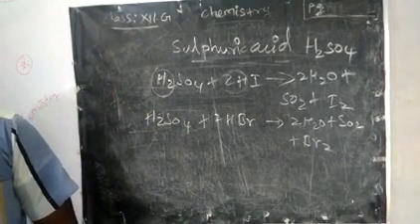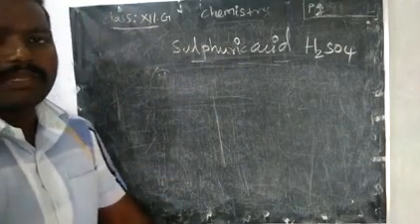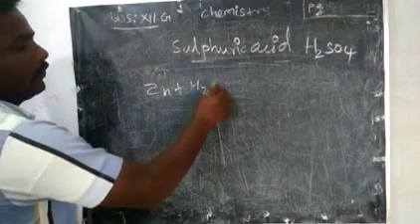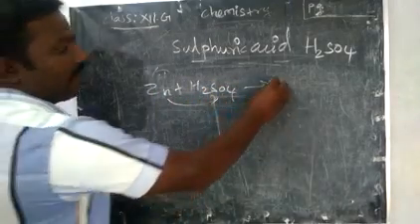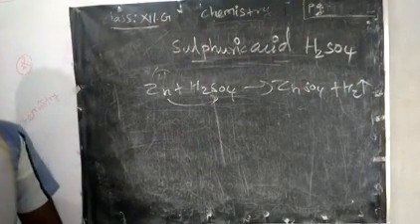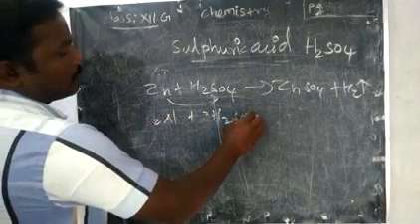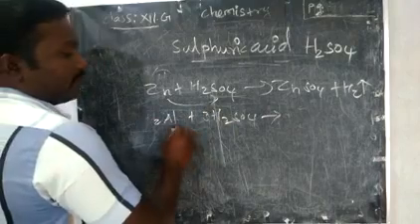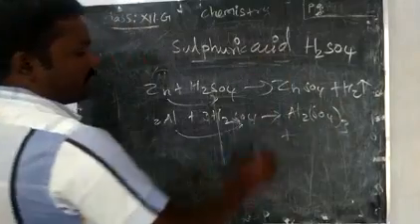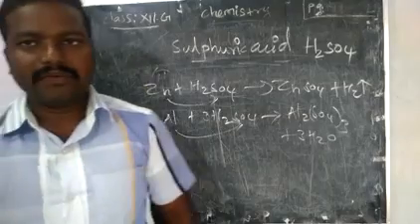Next, reaction with metals. Usually acids react with metal to give hydrogen gas. The same will happen. Zinc with H2SO4, zinc sulfate, ZnSO4, plus hydrogen gas will form. The next, aluminium with sulfuric acid, aluminium sulfate, Al2(SO4)3, along with that 3 moles of water. See, this highly reactive metal gives products like this.